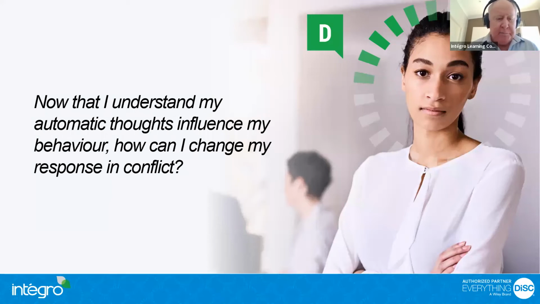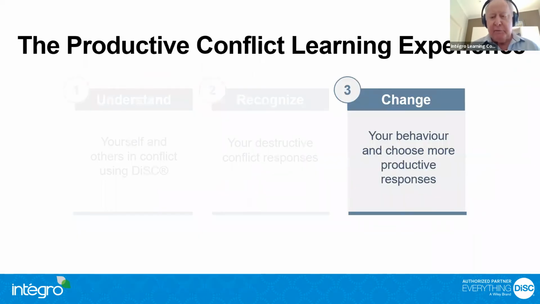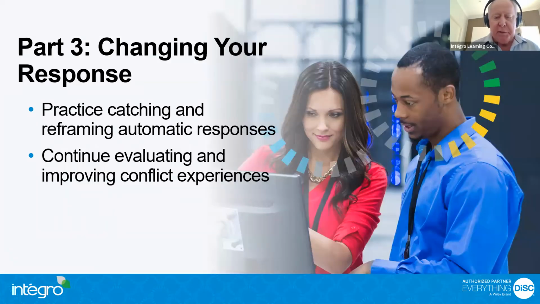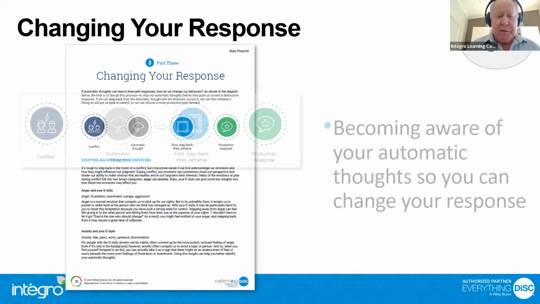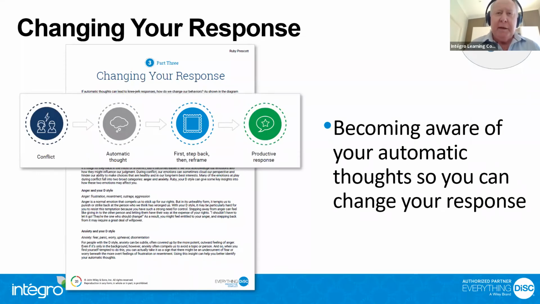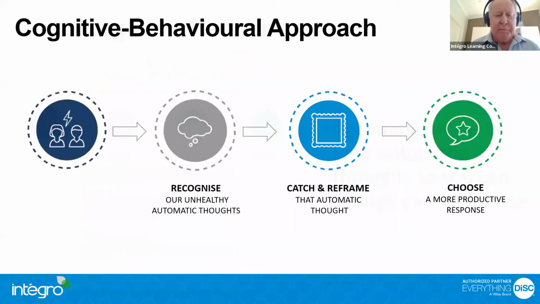So let's go back to Ruby. Now that I understand my automatic thoughts and how they influence my behavior, how can I change my response in conflict? This is the third module, third section of the profile. We're going to practice catching and reframing automatic responses, and we're going to continue evaluating and improving conflict experiences. In the profile, we'll see this graphic, which started with conflict, and then we had the automatic thought. But instead of going straight to a destructive response, we're going to first step back and reframe. Why don't I just blow that up so that's easier for you to see? And then we can choose a productive response. As I said before, this is a cognitive behavioral theory that's being very widely used now.